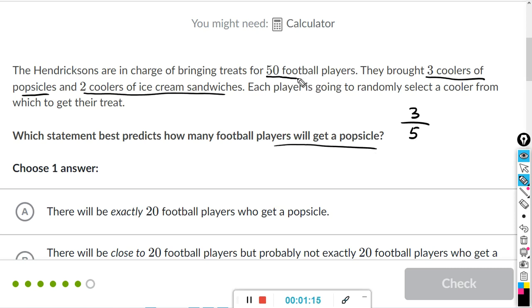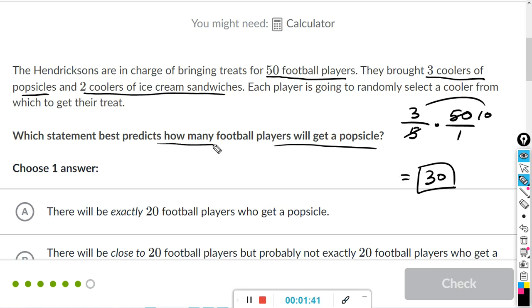And there's 50 football players. So you just multiply 3 out of 5 times 50. You can make it 50 over 1 if you like. That's the same thing. Canceling top and bottom, 50 divided by 5 is just 10. And 3 times 10 is just 30. So 30 is an estimate of how many football players will get a popsicle.